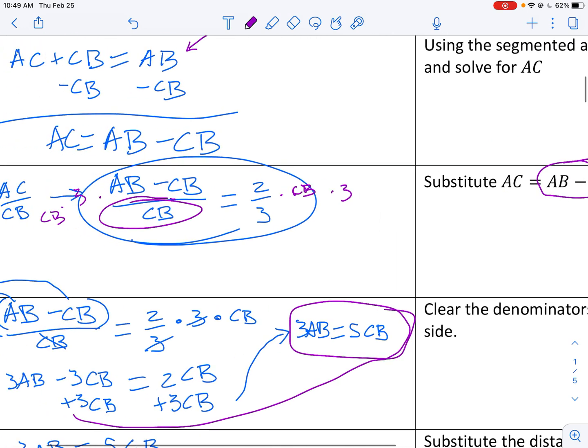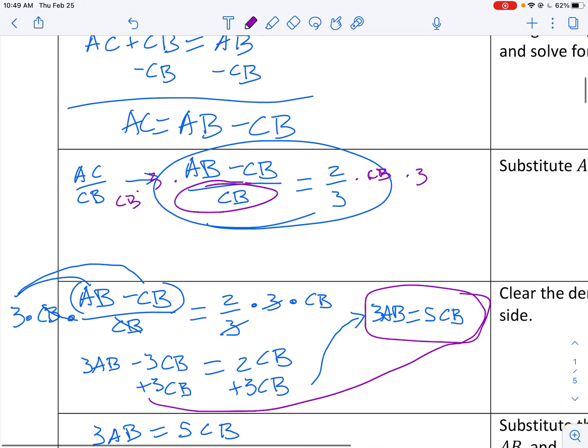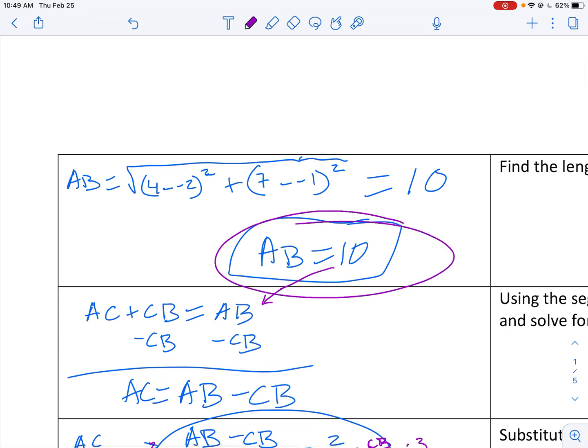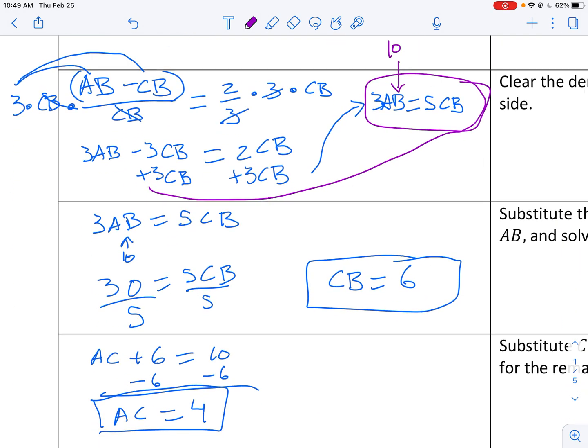So now we got that. Now we have this equation. We can actually do some solving. We can plug our 10 value in. We know this is 10. That's back to the first step here. We know how long the entire length is. It's 10. So we're going to substitute that in and solve for CB, which is the distance from C to B. It comes out to be 6.